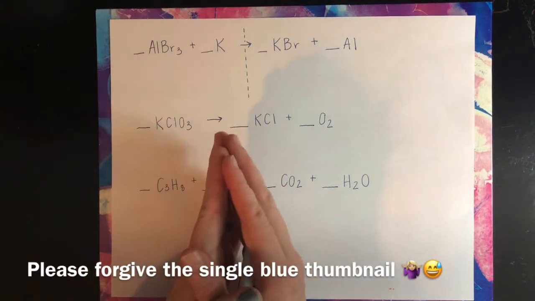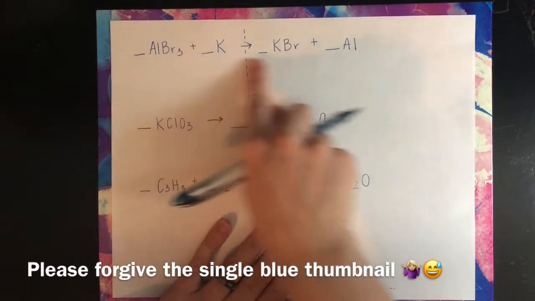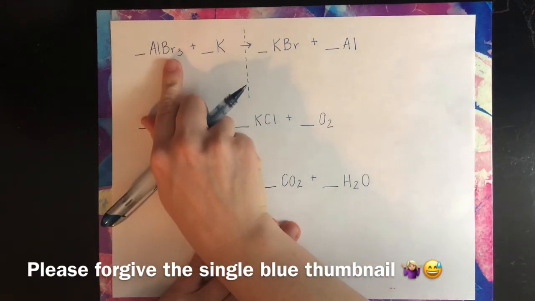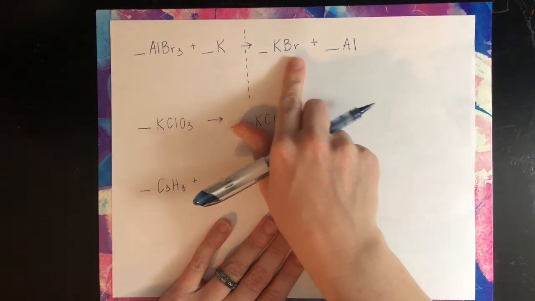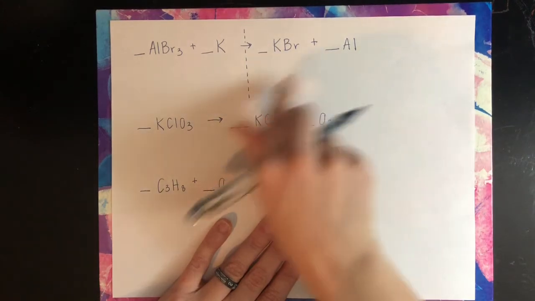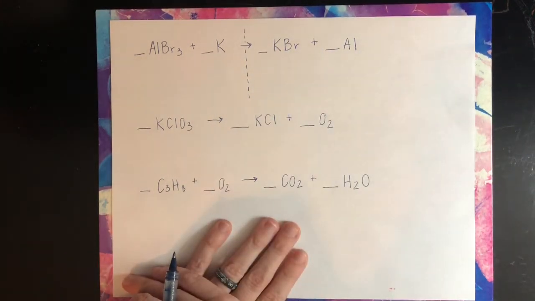So reactant side, product side. And we're just looking at this reaction right now. So aluminum bromide plus potassium yields potassium bromide plus aluminum. That's how we would say that in words.